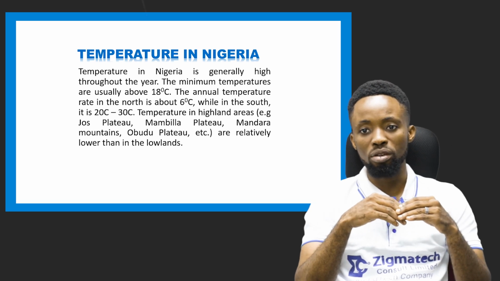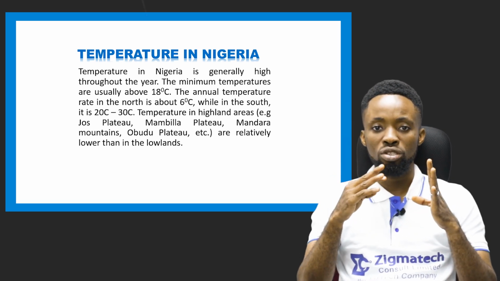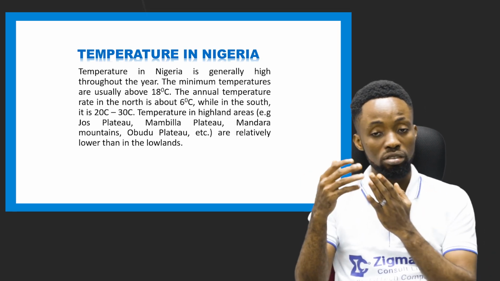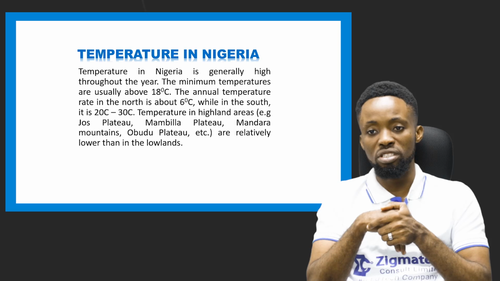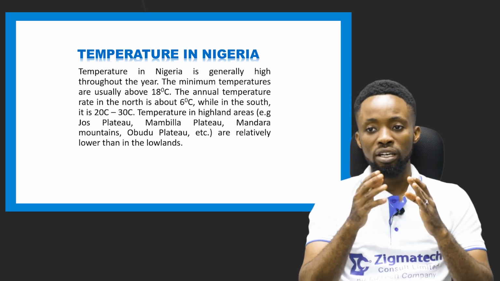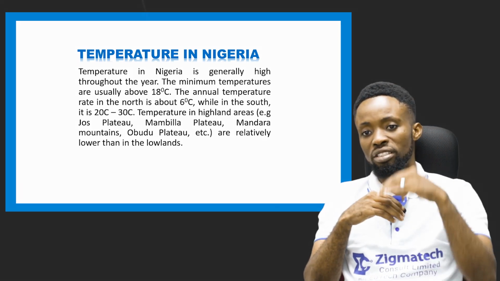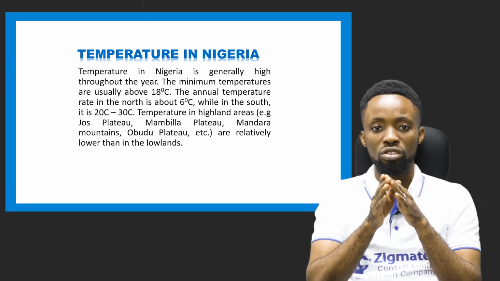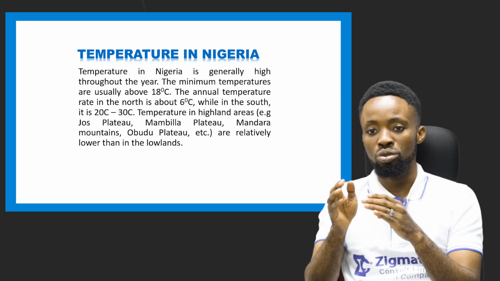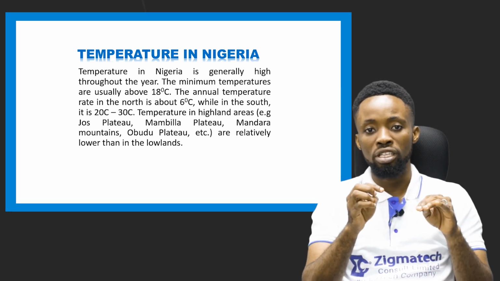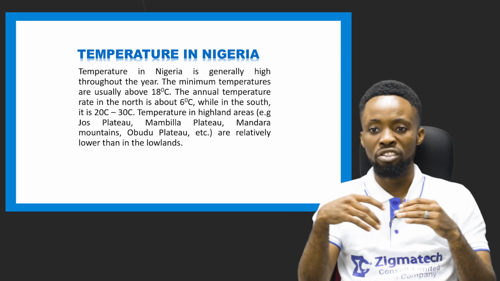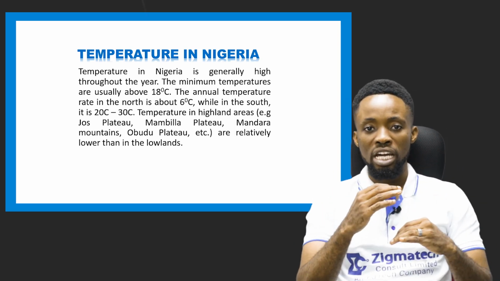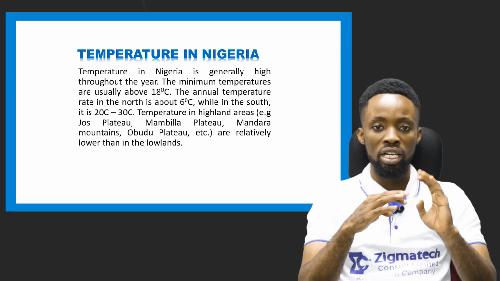Then for the southern part of Nigeria, the temperature range is usually from 2 degrees Celsius to 3 degrees Celsius, pardon. And in the highland areas, the temperature is usually cold and lower compared to the temperature in the lowland areas of Nigeria. Now, why is it so? It's so because the higher you go, the cooler it becomes.